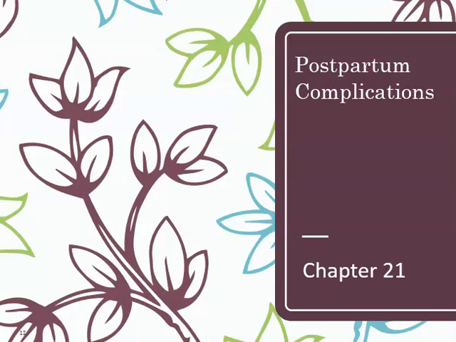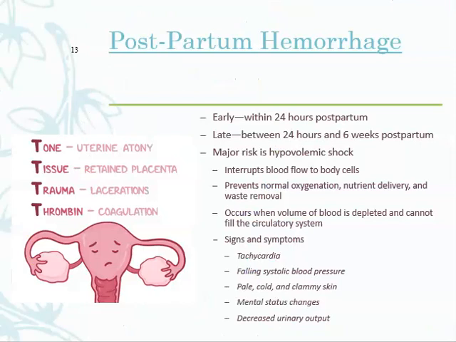So this lecture is about complications that can occur in the mother in the postpartum period. So again, postpartum is that first 6 weeks after giving birth. The most common one that we focus on is postpartum hemorrhage. And the reason we focus on this one is because it is the biggest cause of postpartum mortality. Many women still die of postpartum hemorrhage, even with our increases in technology.